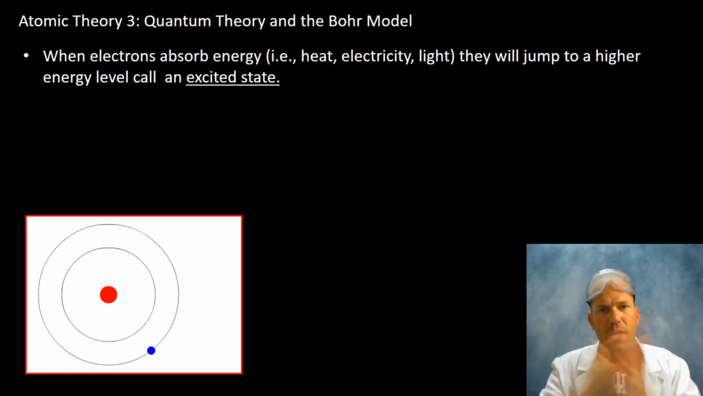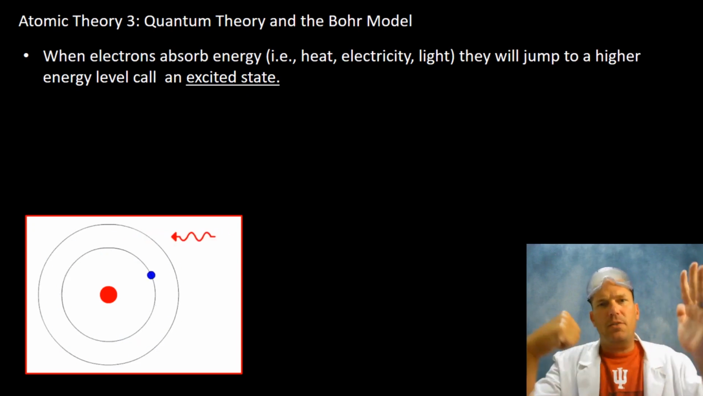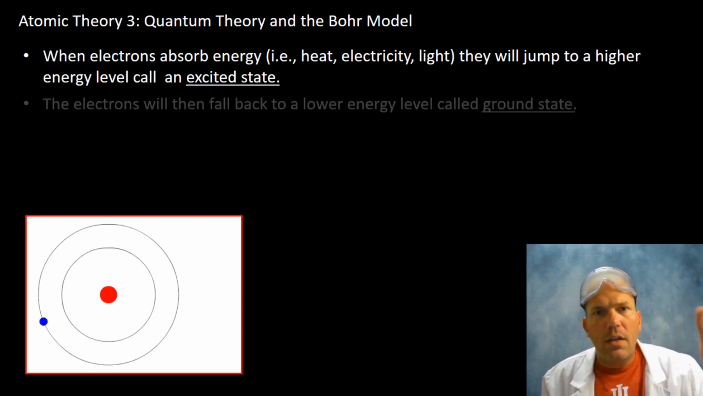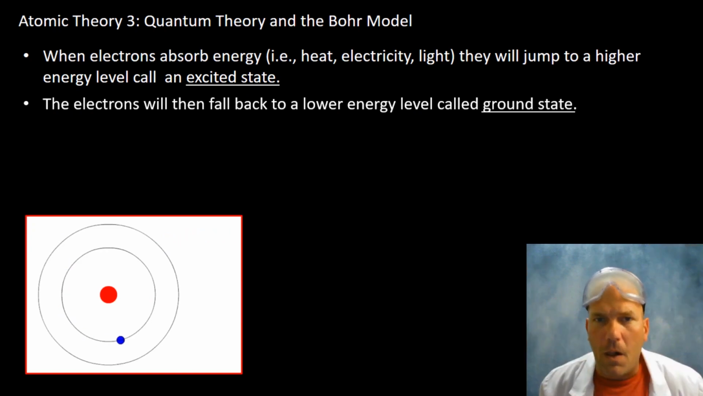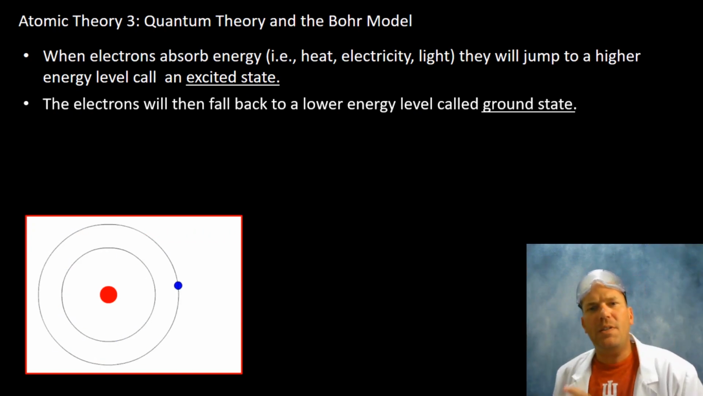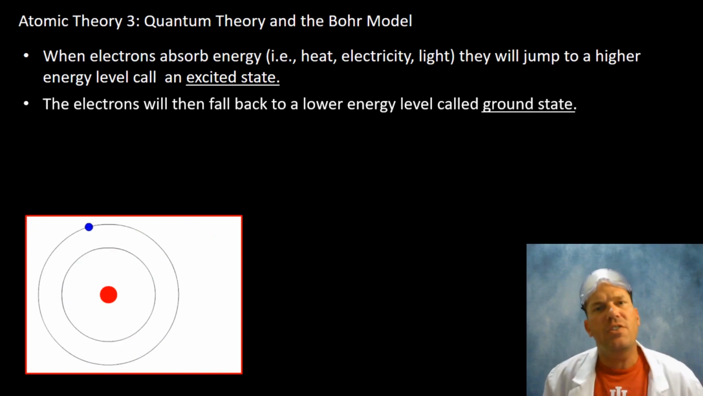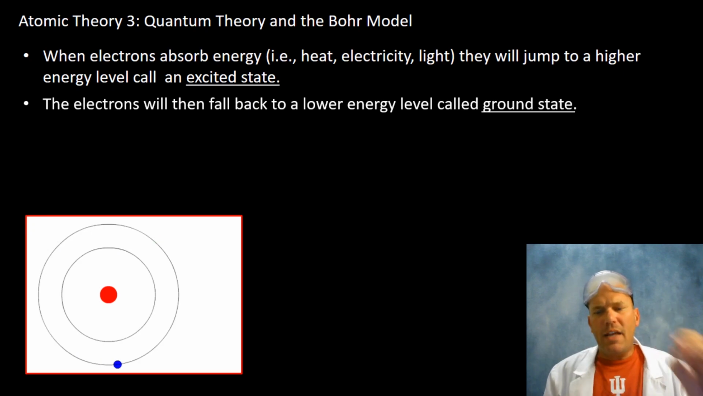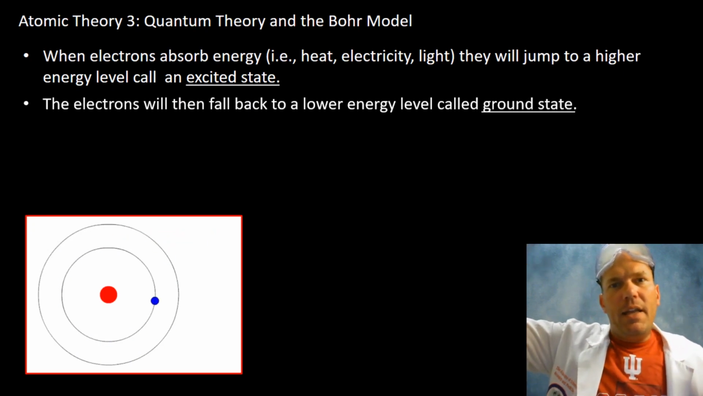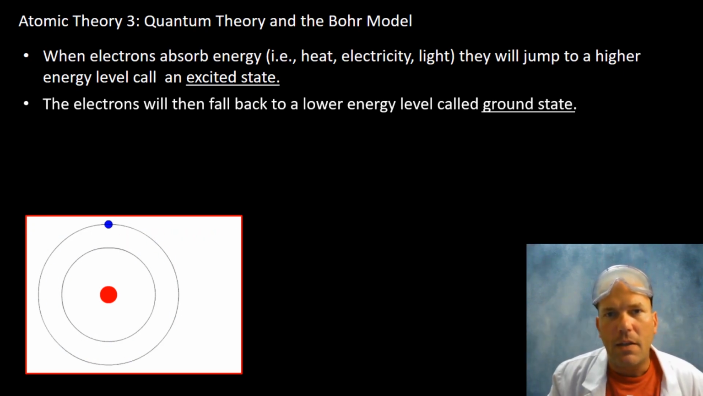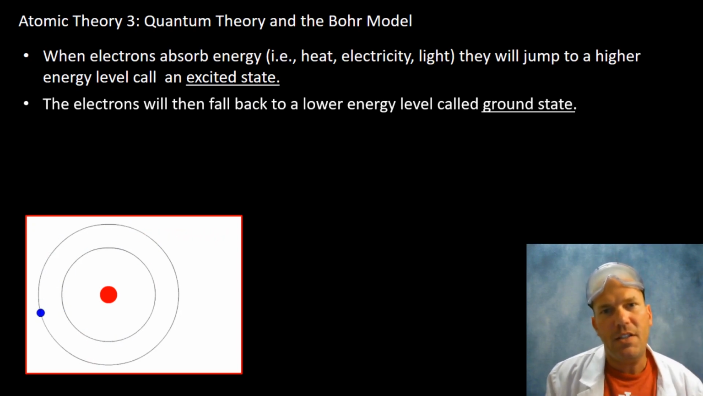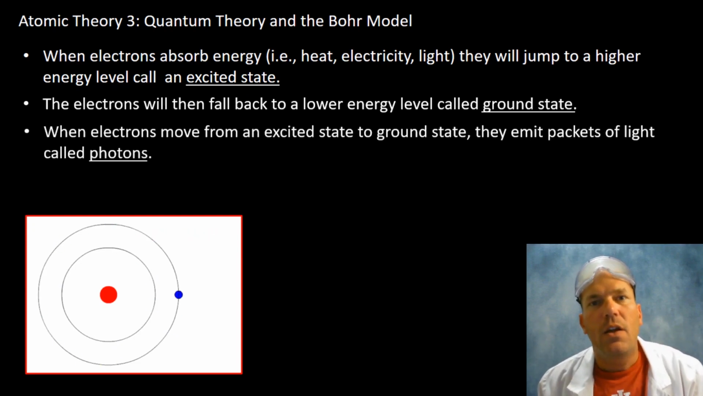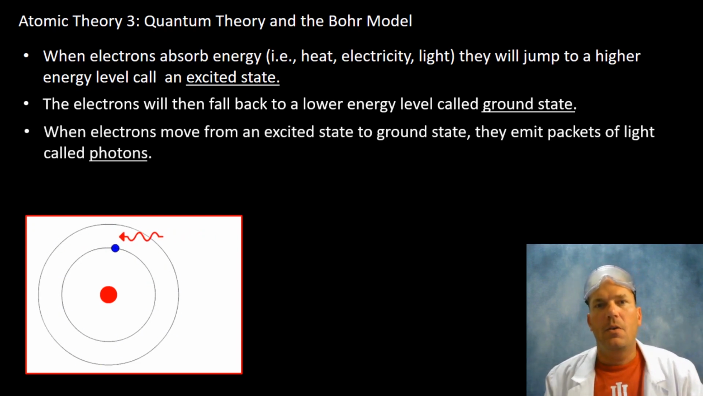It results from an input of energy: heat, electricity, light. Subsequently, those electrons will fall back to ground state, which is a lower energy state, a lower energy level. When electrons become excited and fall back to ground state, they release the energy they absorbed in a packet of light called a photon. Okay?